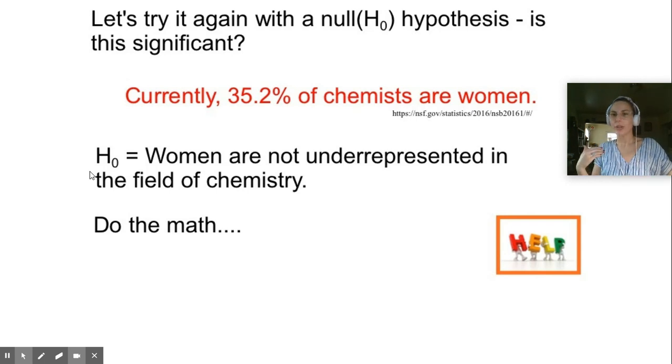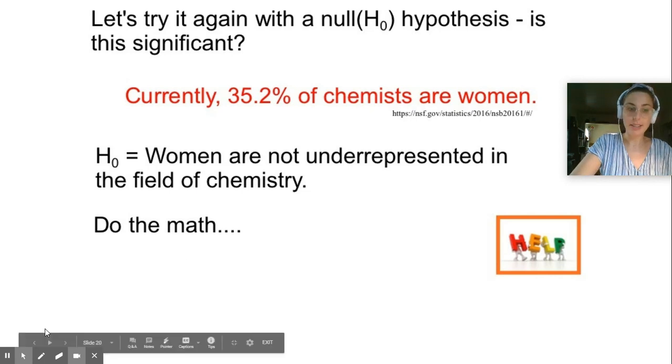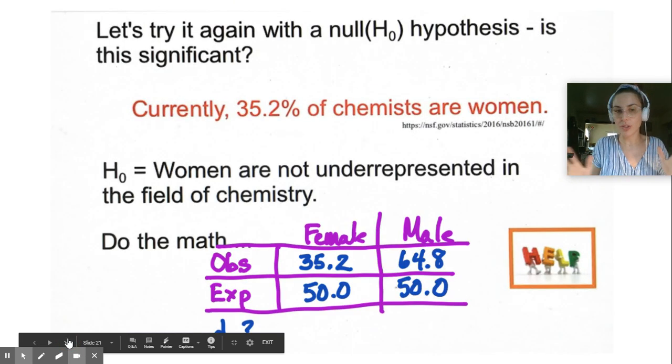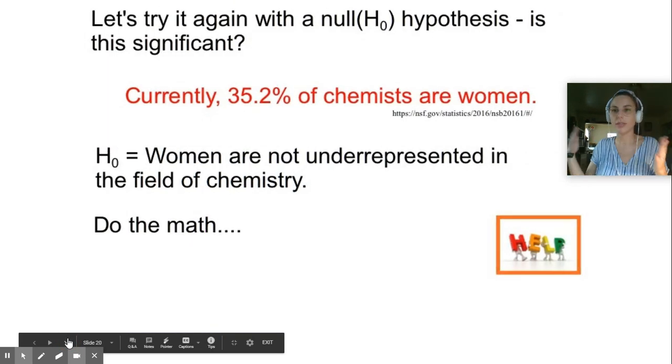So we are either going to prove that null hypothesis is correct, meaning there's no statistical significance when we do our chi-square test, or we're going to do our chi-square test and disprove this null hypothesis, and show that actually women are underrepresented in the field of chemistry. What I want you to do is pause the video, use the equation, and try to test it yourself. If you're super stuck, we're going to move on right now.